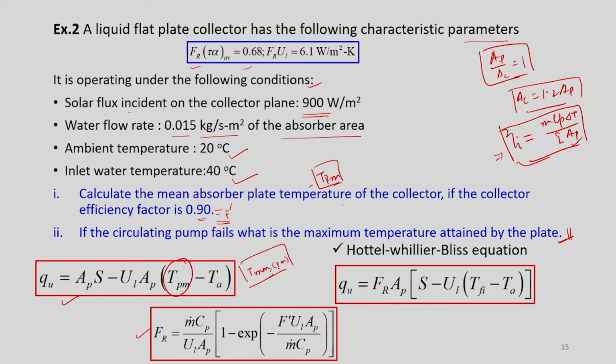So, now let us start this solution. Here we know this expression for eta I. First I will write this eta I. So, eta I is nothing but FR. It is assumed that AP and AC are the same. So, you have tau alpha average minus FR UL, then TFI minus TA divided by IT, right.